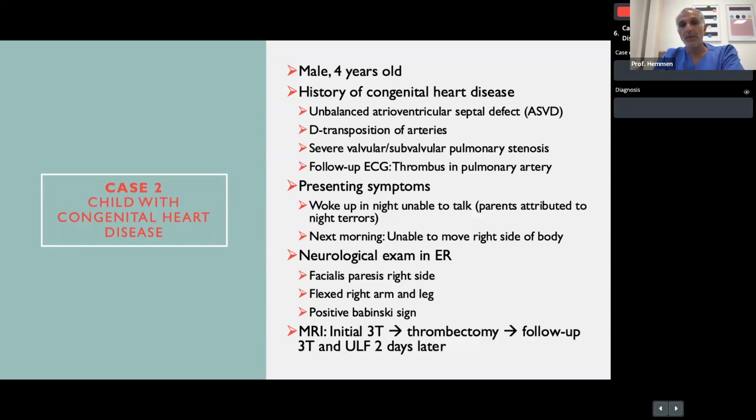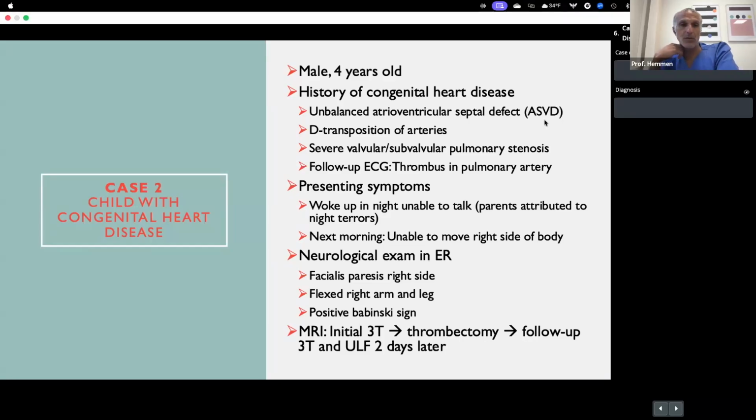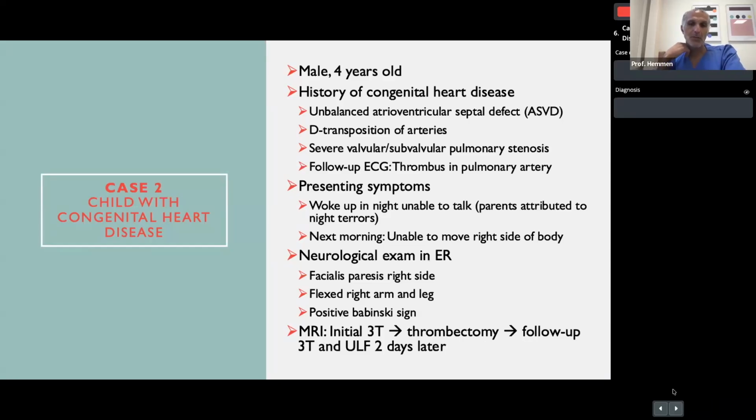So he was then taken to the 3T first, and they performed a thrombectomy because they found that he had a thrombus in his blunt part of the pulmonary valve atresia. And then we followed it up on ultra low field because we wanted to see what his pathology was. And I would be interested to see, Eddie, if you are here, your thoughts on the imaging that we've performed.